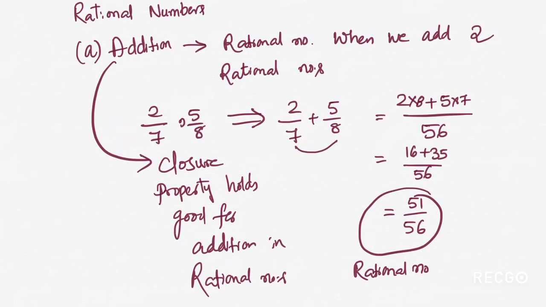What do you mean by this? If we add two rational numbers, the result should also be a rational number. This is the closure property. Yes, we got the answer. The answer is also a rational number. Therefore, rational numbers satisfy the closure property.